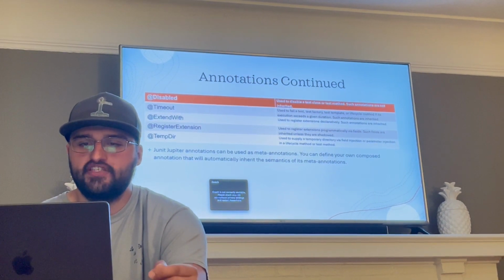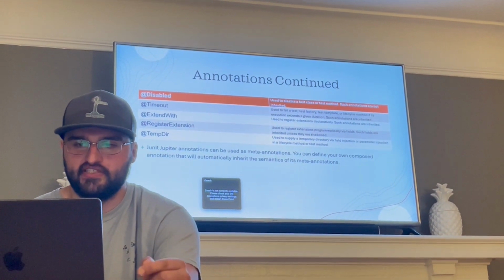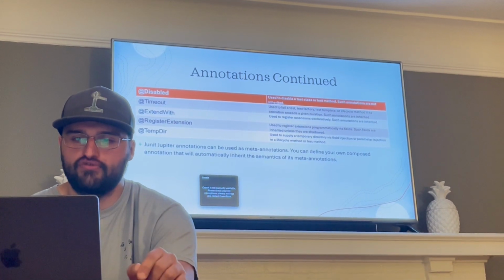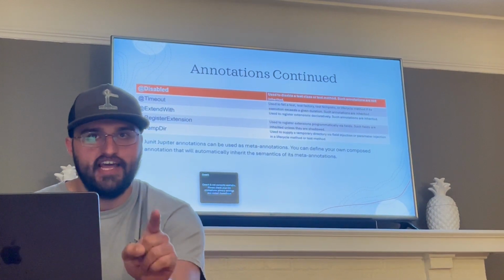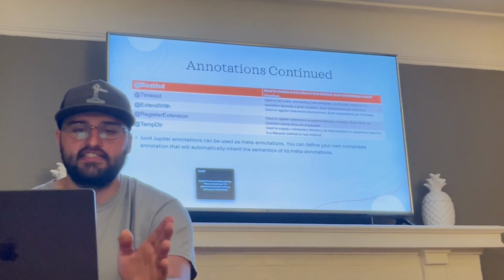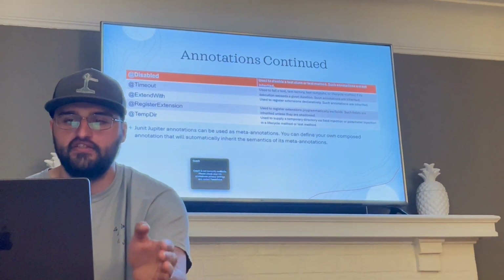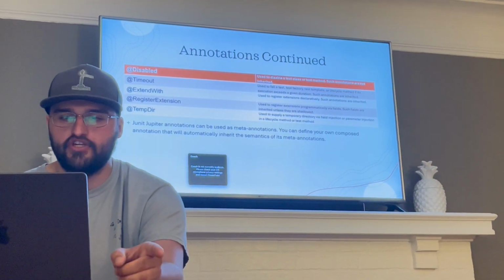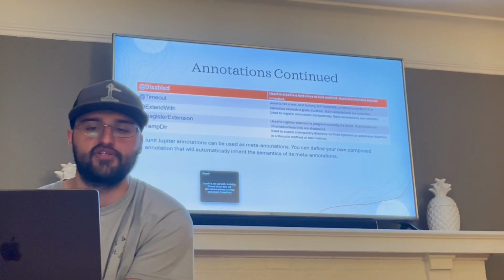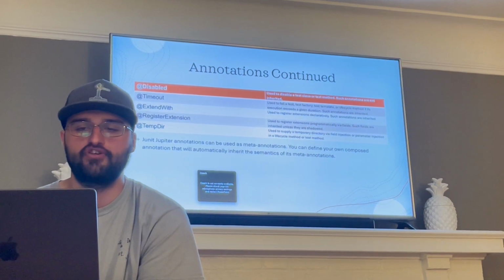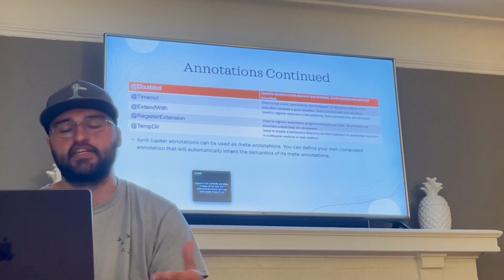@ExtendWith is used to register extensions declaratively. Such annotations are inherited. @RegisterExtension is used to register extensions programmatically via fields. Such fields are inherited unless they are shadowed. And then @TempDir is used to supply a temporary directory via field injection or parameter injection in a lifecycle method or test method. JUnit Jupiter annotations can also be used as meta-annotations. You can define your own composed annotations that will automatically inherit the semantics of its meta-annotations, which is very cool.